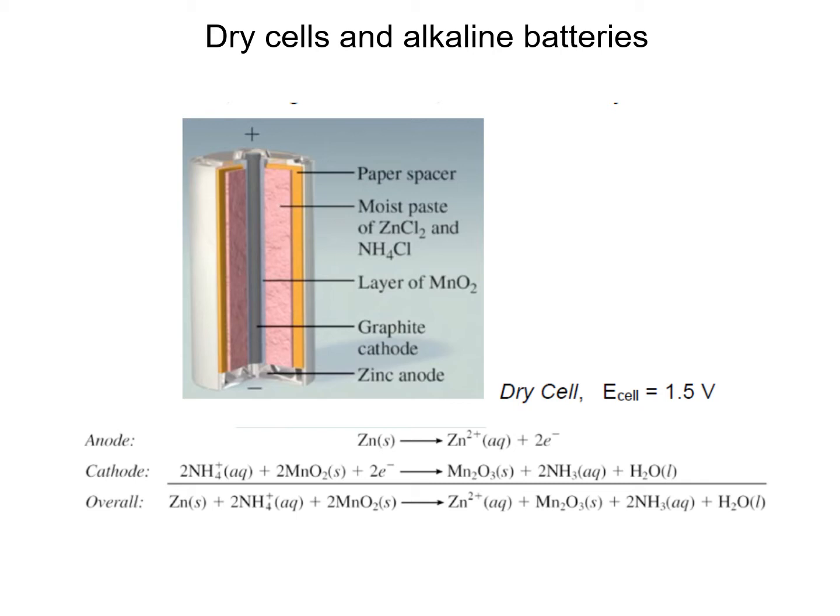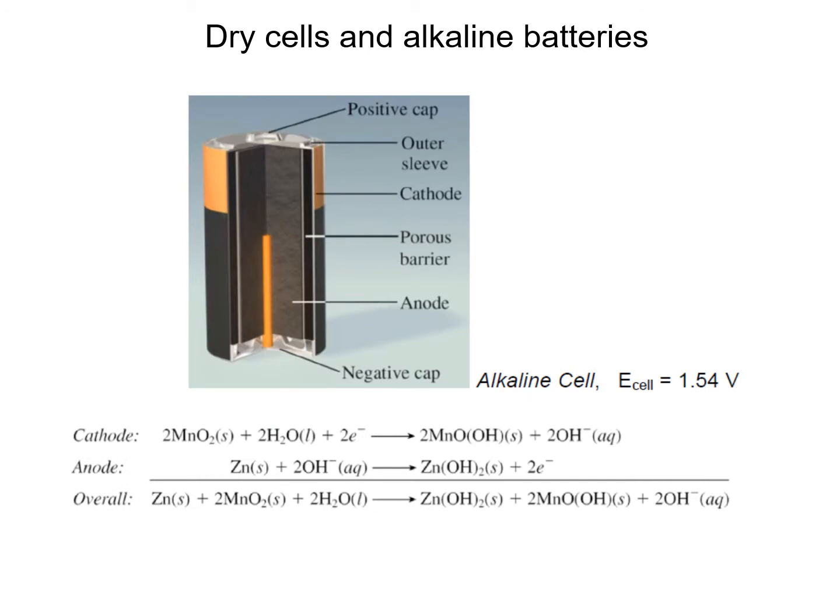So the two most common that we see at home, we have the dry cells and the alkaline batteries. Both actually involve zinc, manganese oxide, and the electrolyte. Both give around 1.5 volts. So the dry cell, 1.5 volts. The alkaline cell also gives you around 1.5. The electrolyte here used is of course the hydroxide. It's an alkaline, it's a base.